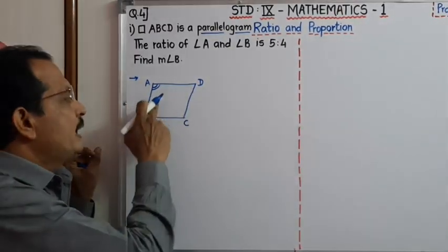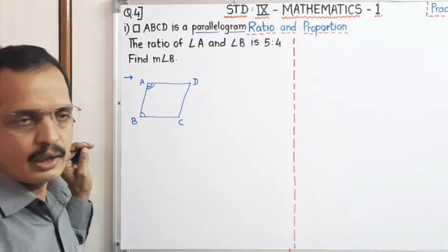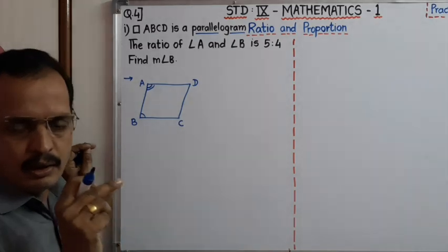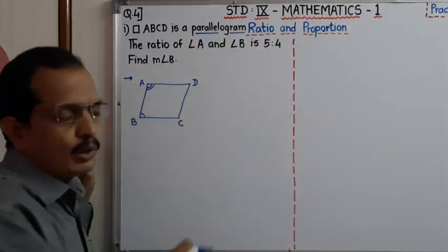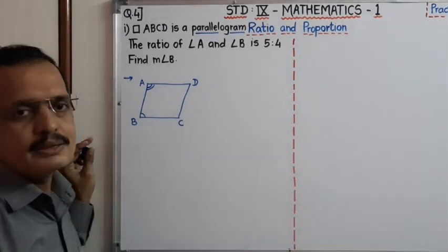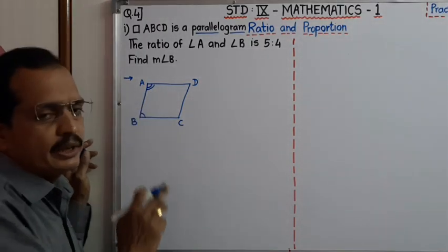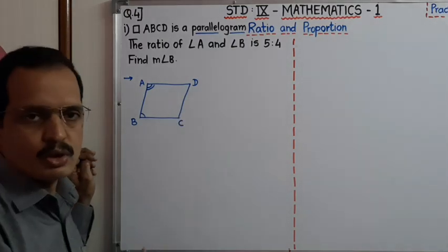First of all, angle A and angle B are adjacent angles of the parallelogram. Related to adjacent angles there is a property of a parallelogram, that the adjacent angles of a parallelogram are supplementary. That is, the sum of these two angles is 180, and if you know this property then it is very easy to solve this sum.